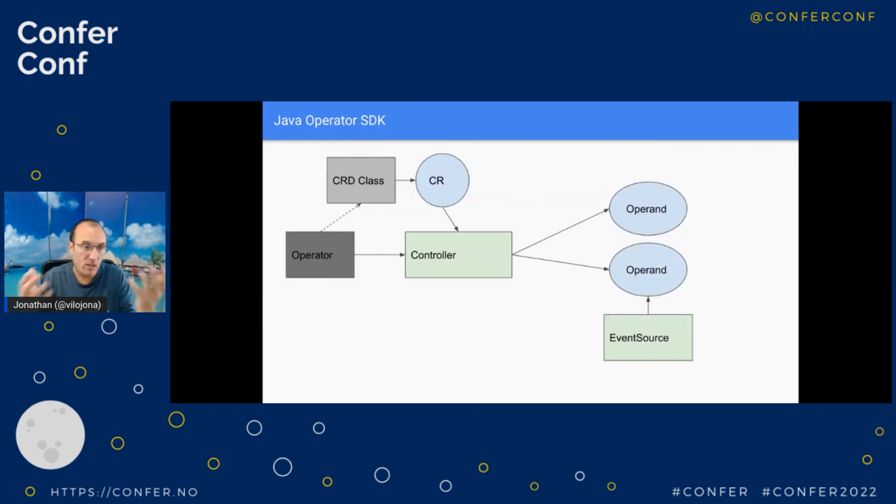This is more or less the approach. So they have a CRD class that will create a CR with a controller and different operands. And let's say the watcher for the operands is called event source. And that's it. With this, you can control all the changes in your cluster, let's say, with controller and event source.